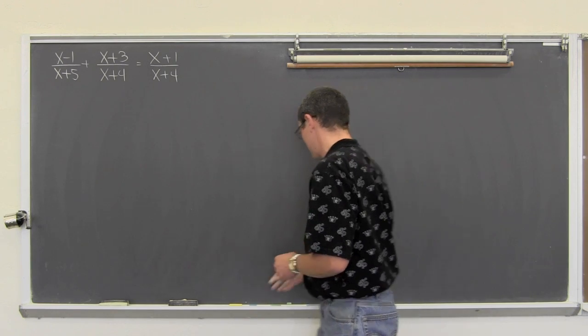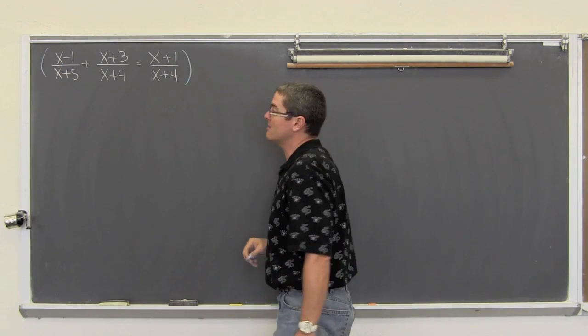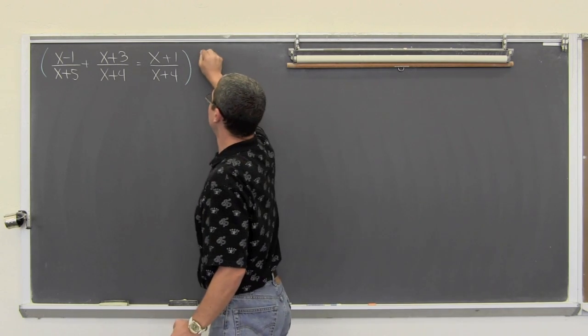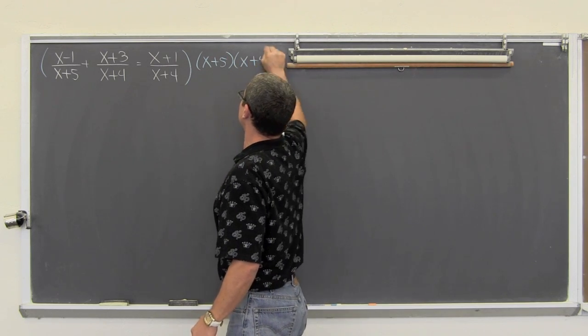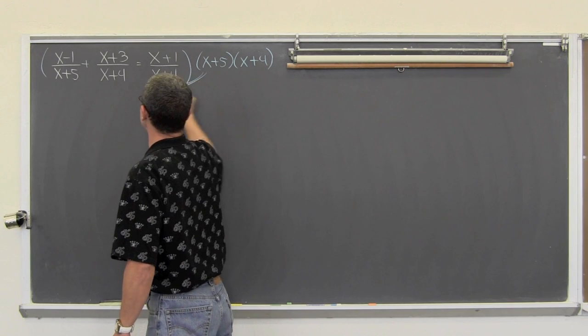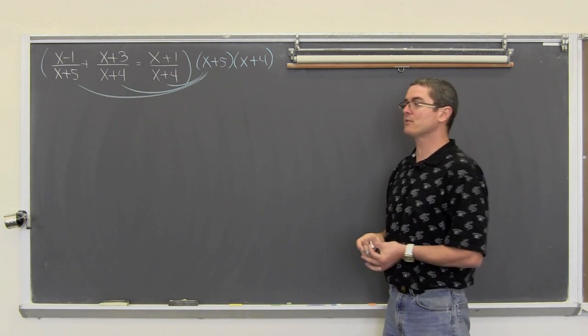So we're going to wrap this equation with a set of parentheses and multiply every single one of the terms, or both sides of the equation, by x plus 5 times x plus 4. Now again, there's three terms, so 1, 2, and 3. And I'm going to do the cancellation as we go through this.